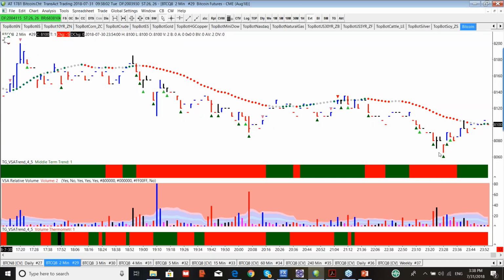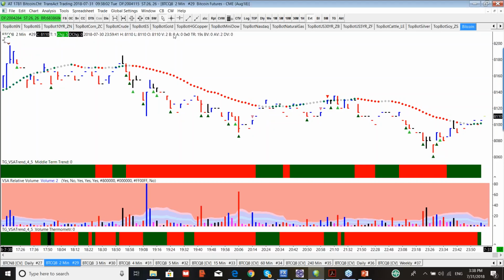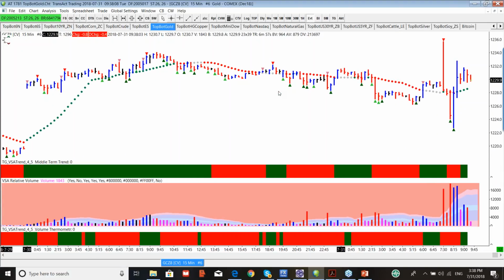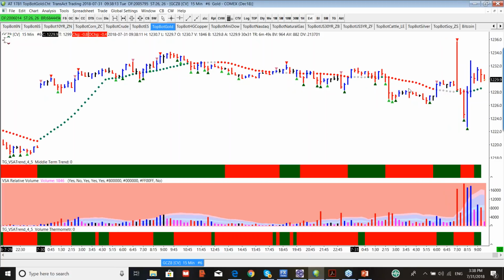Okay, just looking at gold again. Bear with me. Okay, so can you all see the chart now on the other screen here of gold? Can you see the chart of gold?